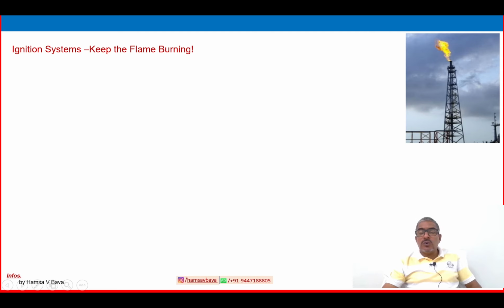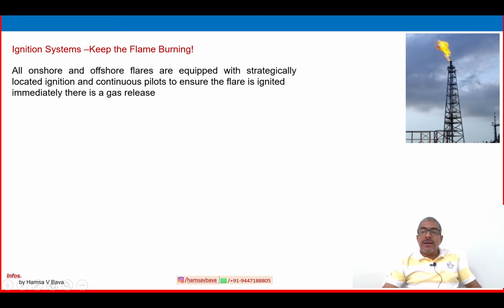One more system we have to discuss before winding up the flare system details: the ignition system, to keep the flame burning. How can we ignite the flare? All onshore and offshore flares are equipped with strategically located ignition and continuous pilot. A pilot will be there with the flare system continuously, providing a low flame to support the main flame and ensure the flare is ignited immediately when there is a gas release.